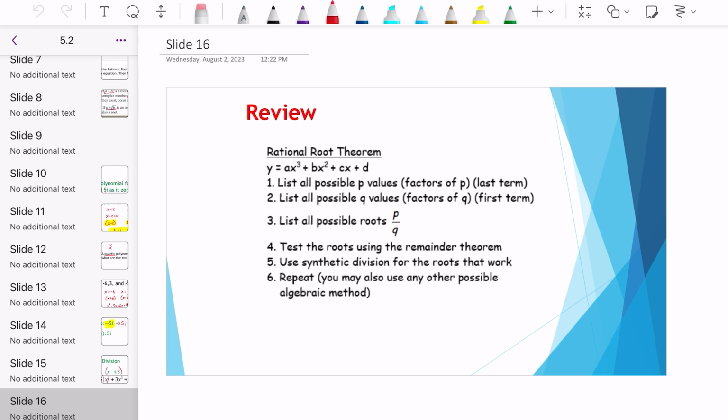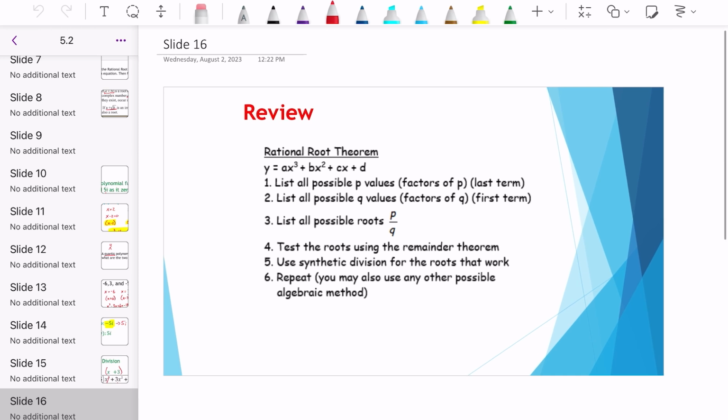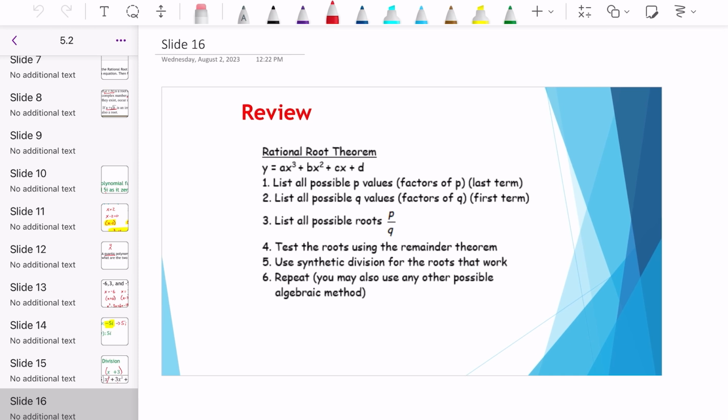In slide 16, we go over the rational root theorem and the step-by-step of how to find our proper answers. If you have any questions, please feel free to ask at any point.